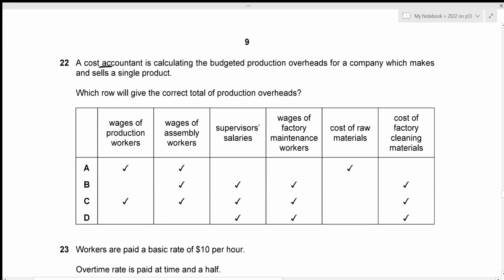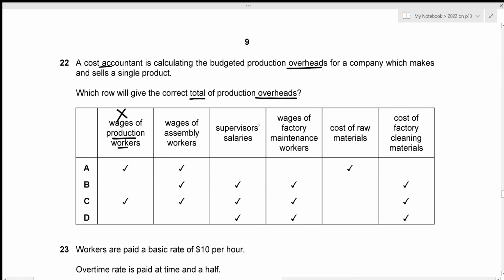A cost accountant is calculating the budgeted production overheads for a company which makes and sells a single product. We need to figure out which row will give the correct total of production overheads. And remember, we're talking about overheads, which means that we're only looking for factory overheads and not the direct costs. Okay, the first one we have is wages of production workers. So production workers' wages is basically the direct labor, which means that it is a part of direct cost which should not be included in our production overheads.